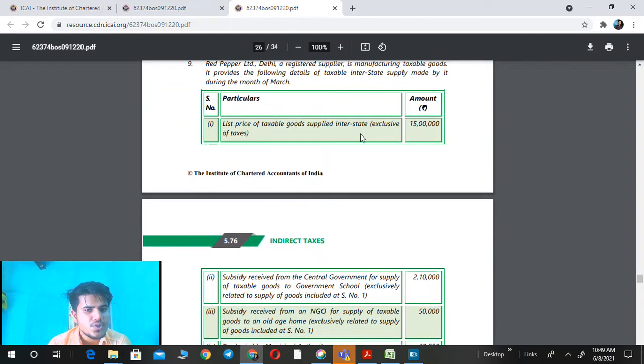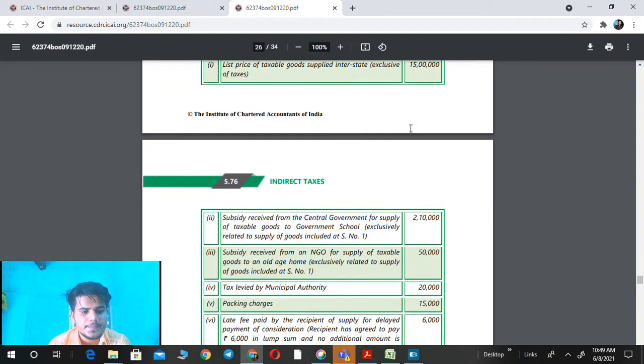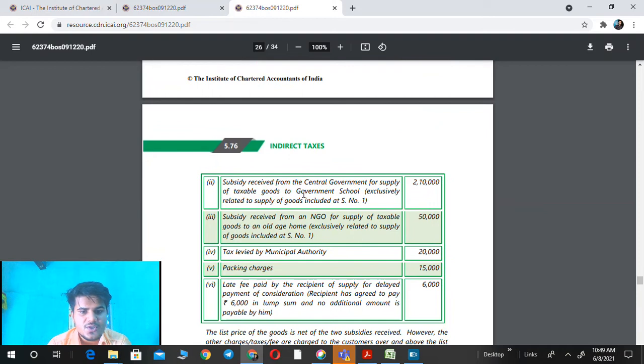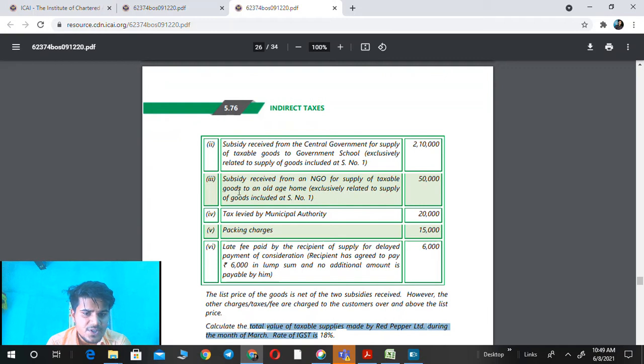List price of the goods is 15 lakh rupees. Okay, and the second, subsidy received from the Central Government for supply of taxable goods to the government. Subsidies received from the Central Government are not to be included in the transaction price, but this subsidy is already excluded from the transaction price, so no adjustment is needed in respect of this subsidy. Next, subsidy received from the NGO.